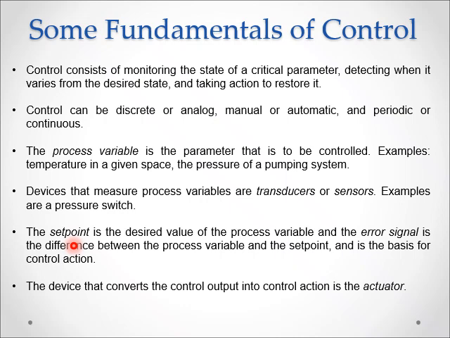The set point is the desired value of the process variable, and the error signal is the difference between the process variable and the set point. And this is the basis of any control action. The device that converts the control output to control action is called the actuator.